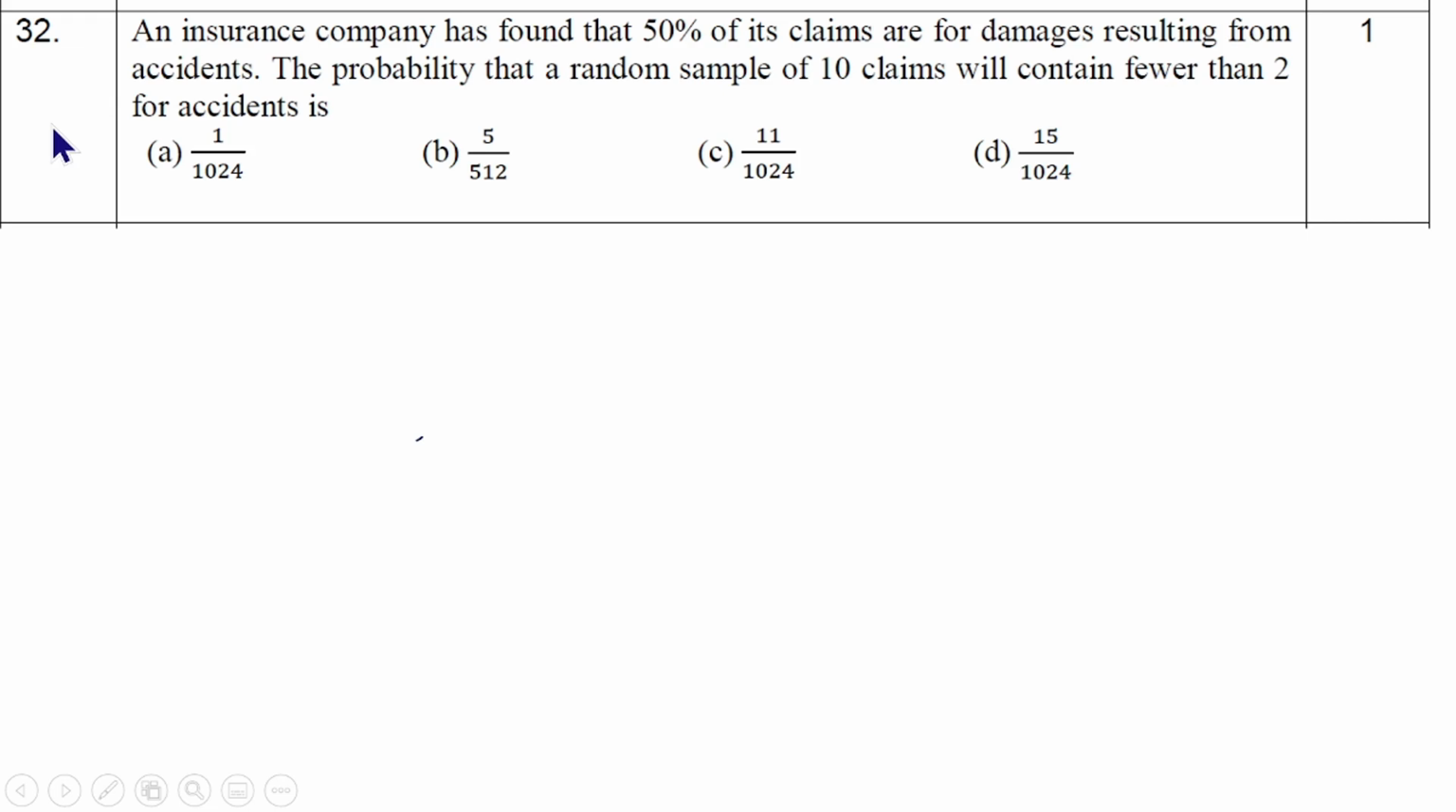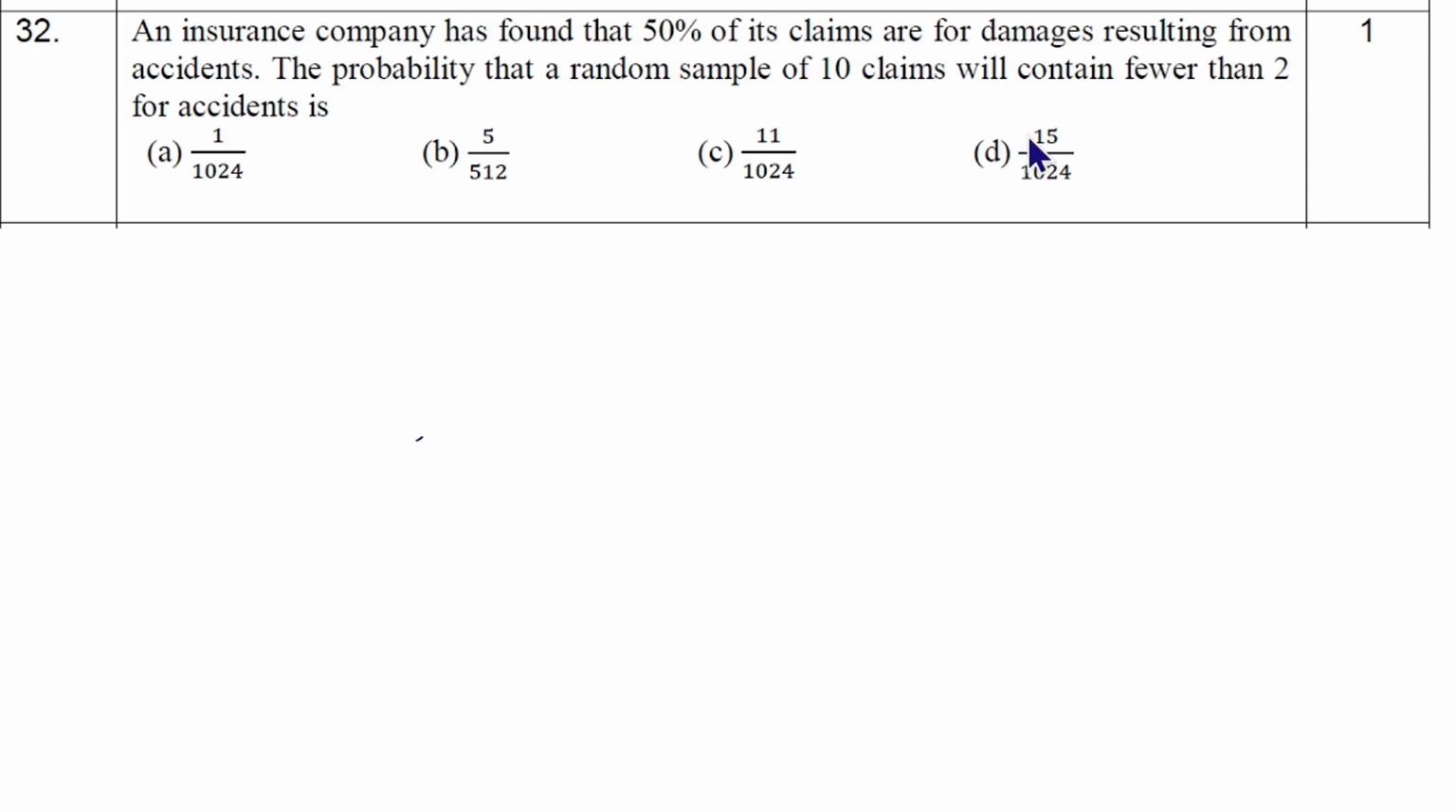The next question: an insurance company has found that 50% of its claims are for damages resulting from accidents. The probability that a random sample of 10 claims will contain fewer than 2 for accidents is. The various options are given here. So here it is.